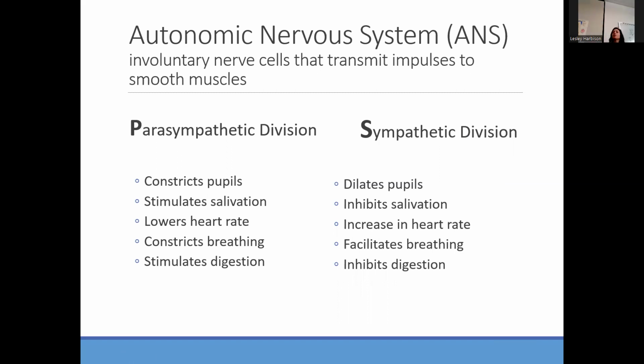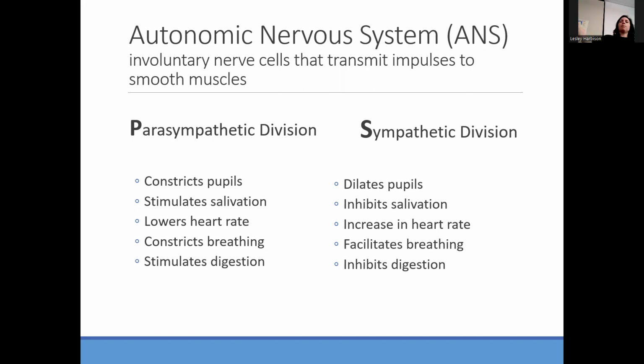For the autonomic nervous system, like we said, we have the parasympathetic division and the sympathetic division, and they do different things. Your body will automatically react in certain ways during different situations to help deal with different things that come to you. Parasympathetic will do things like constrict your pupils. If your pupils are constricted, not as much light comes in, you don't have to see as sharply. Your saliva is going to be stimulated.